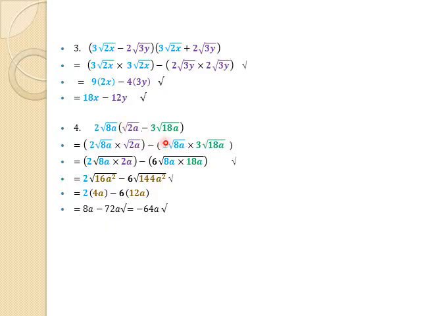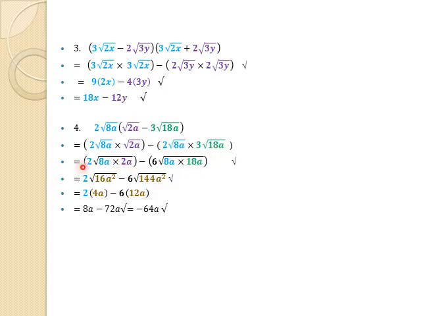2 square root 8a times 3 square root 18a. Right, so there I'll leave the 2, or 2 times 1 stays 2. First law of surds, square root times square root, I can write as 1 square root, and say 8a times 2a. Negative stays. 2 times 3 would give me 6. Again, first law of surds says square root 8a times square root 18a, I can write as one big square root because the square root sign is the same, and just say 8a times 18a.